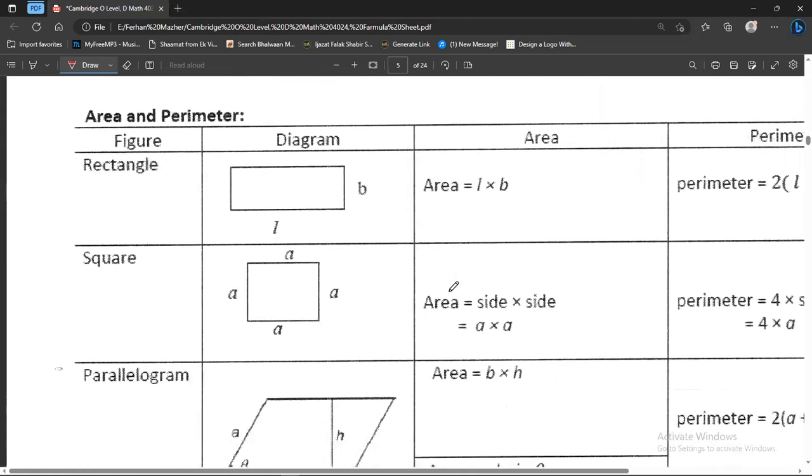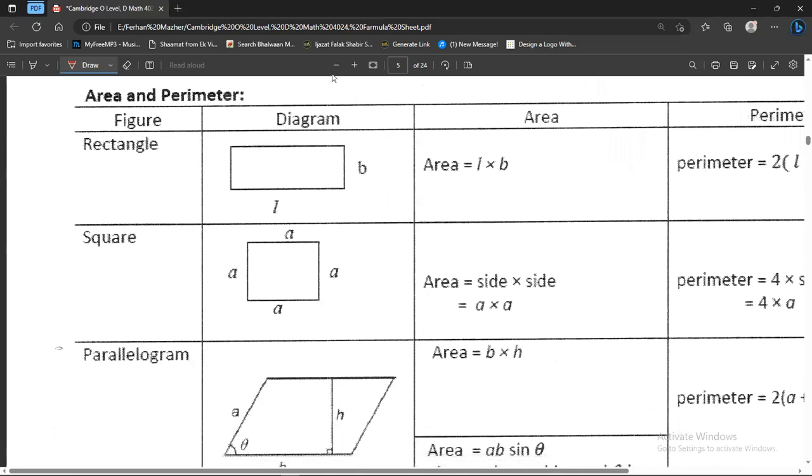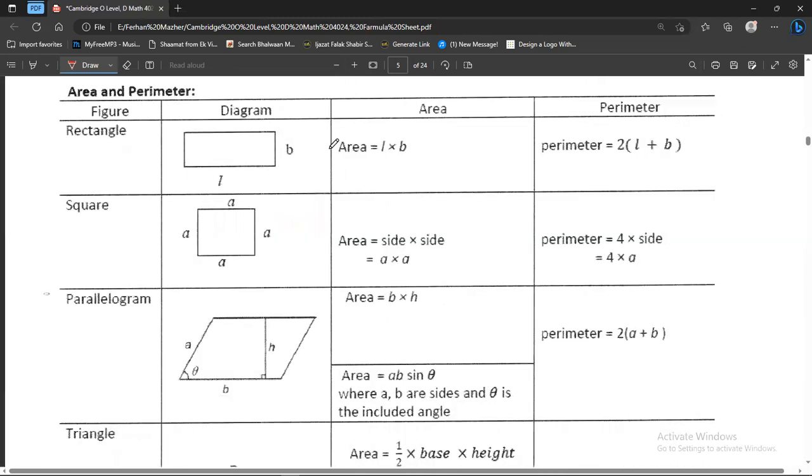So here we have area and the perimeter. Rectangle, this is the diagram of the rectangle. It has four sides and all these angles are of 90 degrees, the length and the breadth. Area is equal to length multiply breadth, and the perimeter is 2 times (length plus breadth). Square: all the sides are equal, all the angles are of 90 degrees. Area is equal to side multiply side, that is a multiply a, and perimeter is equal to 4 multiply side, that is 4a.